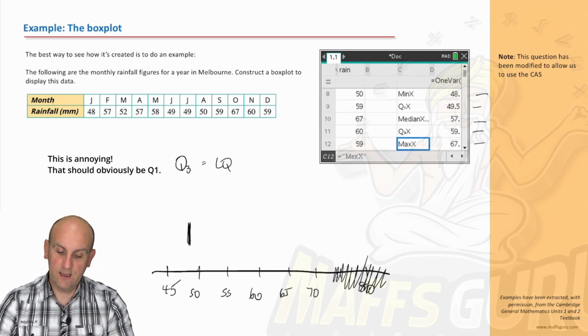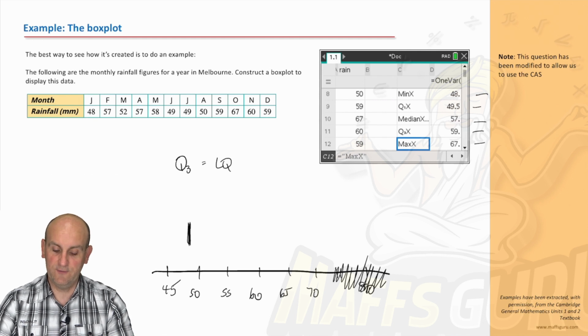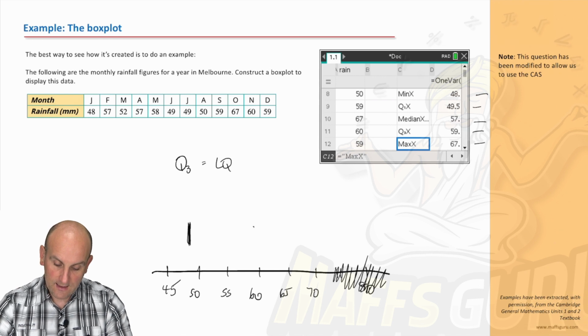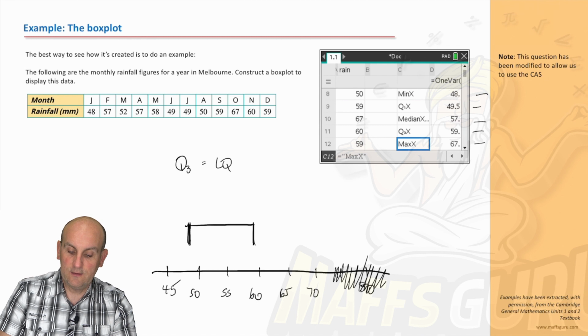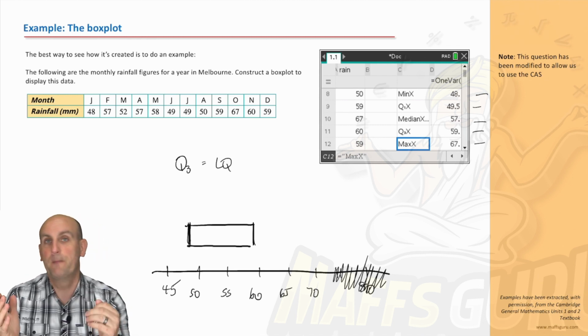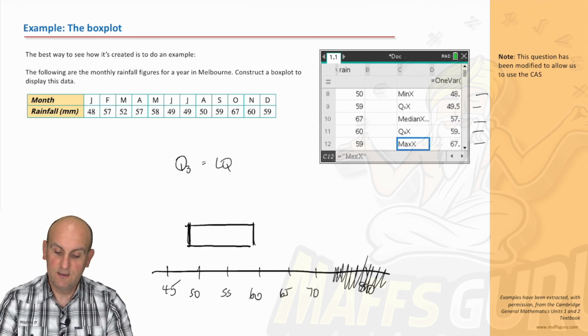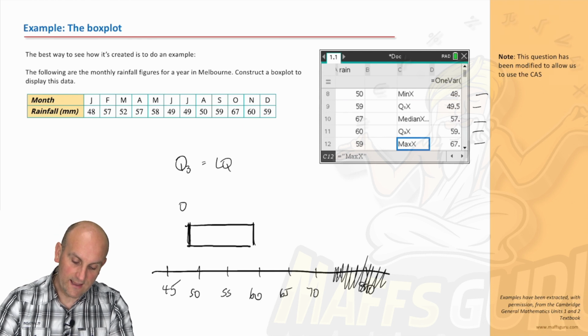What do I do next? I next do my Q3 of X. I do my upper quartile. My upper quartile is 59. And so I would do a line at 59. And then believe it or not, I connect those two together to give me my box. Ka-ching. Yes? So I would label that as Q1. I would label that as Q3.